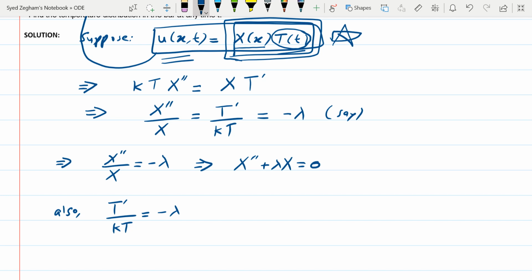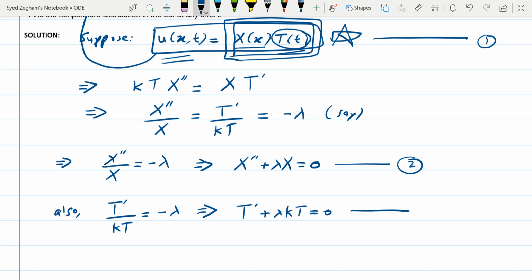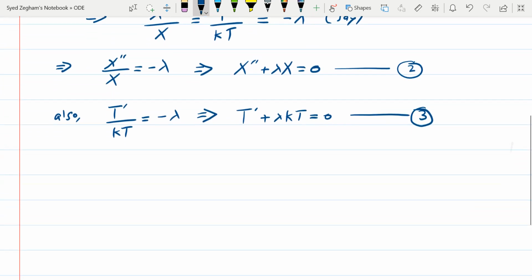And from here, we will get t prime is equal to minus lambda kt, or you can simply write it as t prime plus lambda kt is equal to 0. Let us do one thing. Let us call the equation which we have supposed equation 1, let us call this equation as equation 2, and let us call this equation as equation 3. Okay.